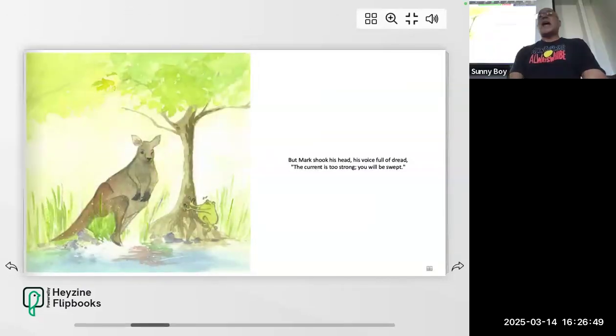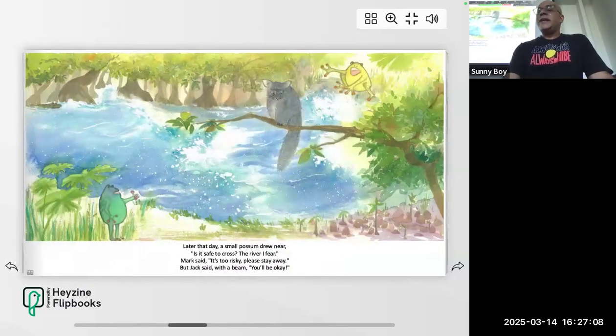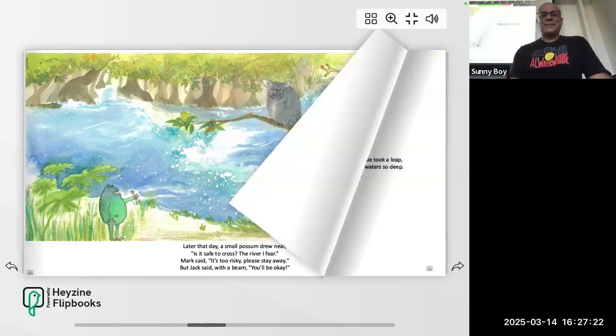But Mark shook his head, his voice full of dread. The current is too strong, you will be swept. Not heeding the warning, Frog Tender leapt, only to find that his legs were inept. Later the day, a small possum drew near. Is it safe to cross the river, I fear? Mark said, it's too risky, please stay away. But Jack said with a beam, you'll be okay.